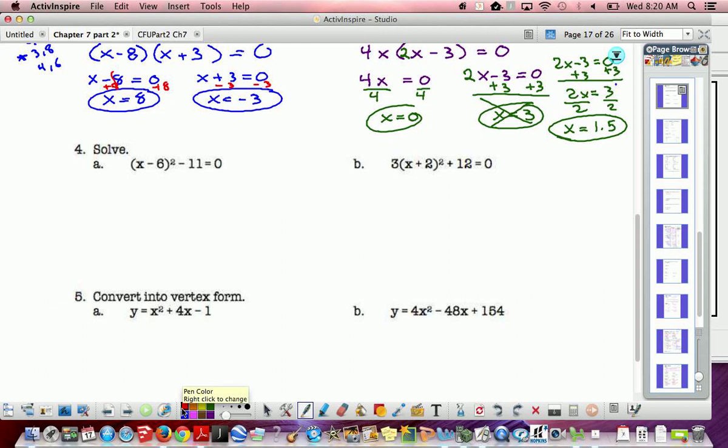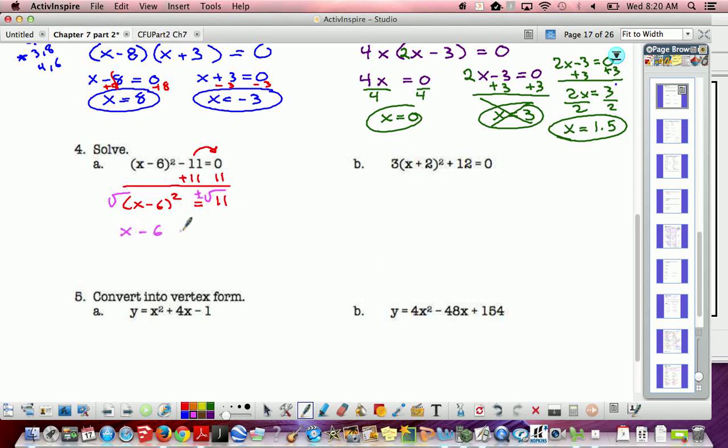All right, number 4. You're asked to solve these values that are in vertex form. So this one, you might have some radical answers. So here we start off by adding 11 to both sides. So we have x minus 6 quantity squared equals 11. Then to undo a square, square root. Don't forget the plus minus.